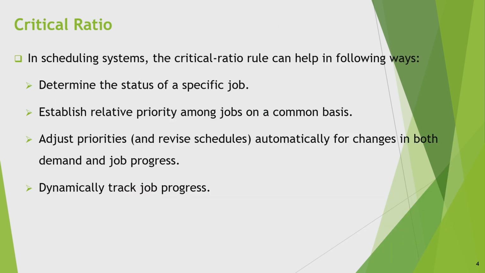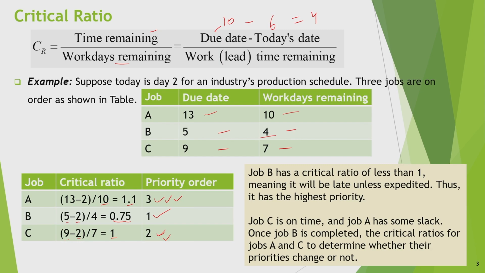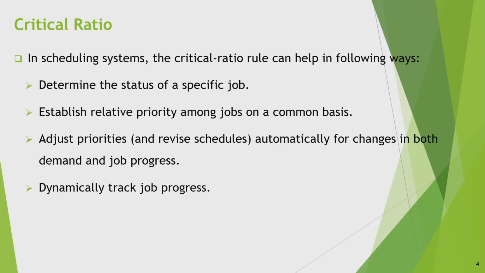So in a scheduling system, the critical ratio rule can help in the following ways: determine the status of a specific job, that is how much time is remaining, how much more work has to be done; establish relative priority among jobs on a common basis; then adjust the priorities. So we have established relative priorities, we have done priority here 1, 2, 3. Then adjust priorities and revise schedules automatically for changes in both demand and job progress, and dynamically track job progress.